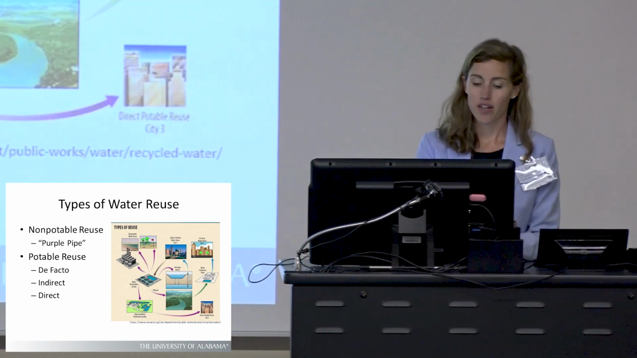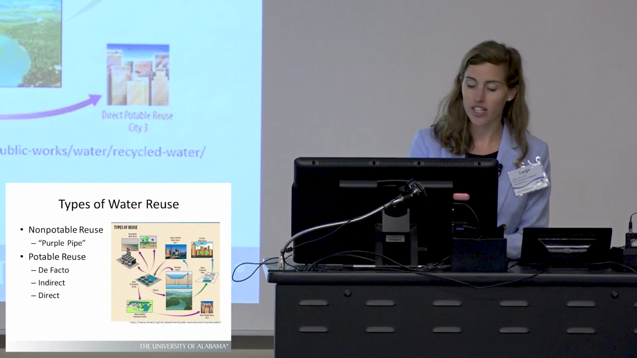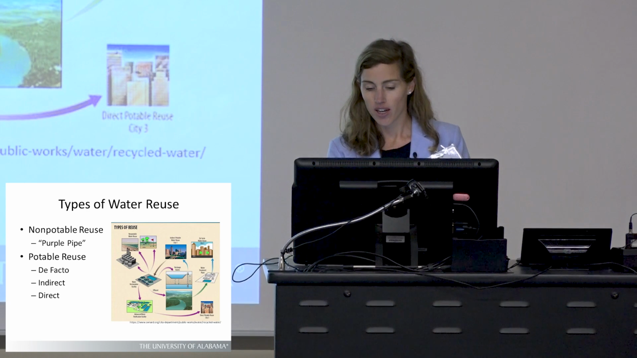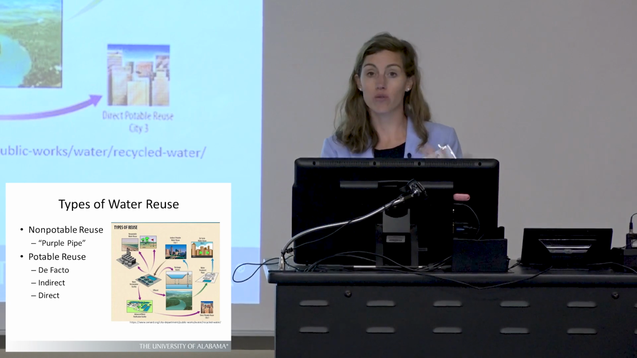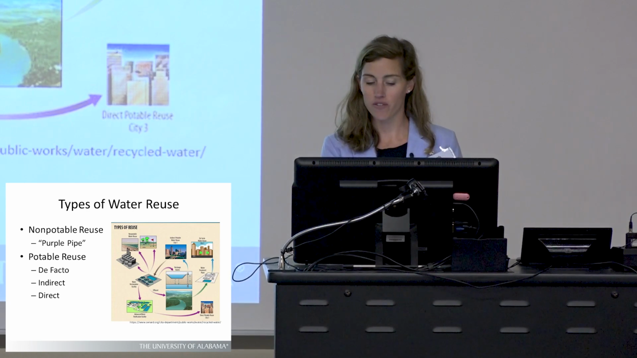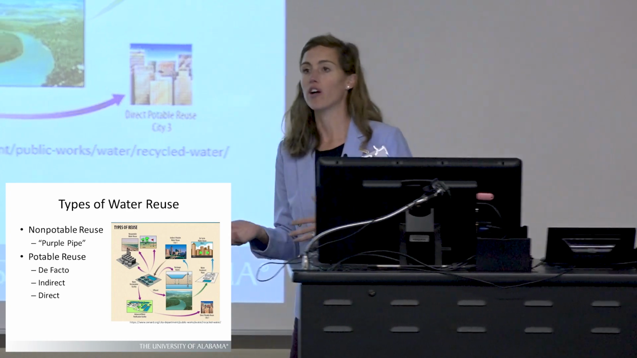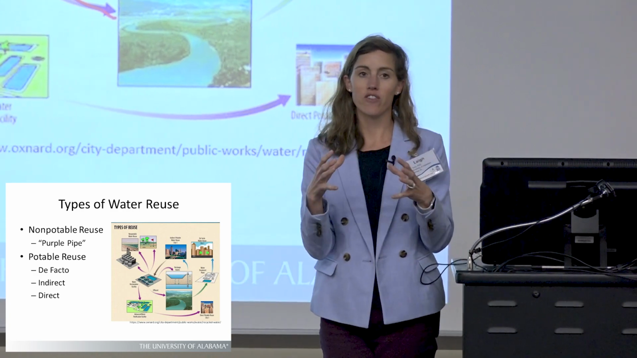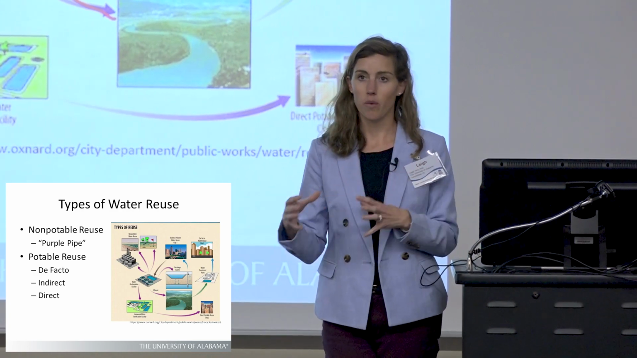The second one is indirect potable reuse, where you have the wastewater effluent going to a lake or an aquifer system, and then it goes to the second city for their drinking water. So this is a planned reuse scenario, but there's an environmental buffer in the middle. So that's indirect water reuse.